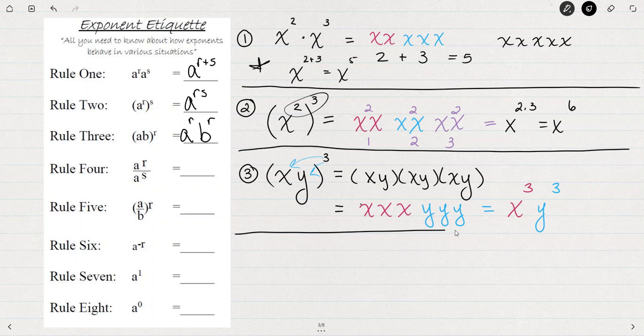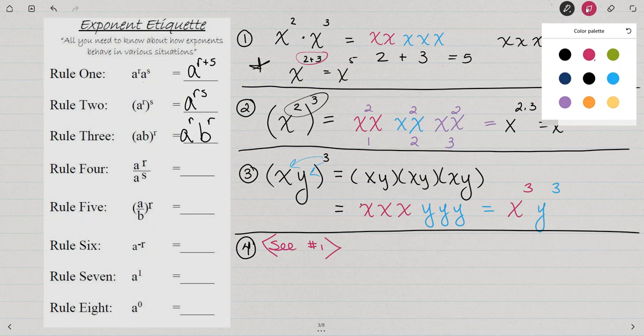One more that will fit on this page, and maybe you already see the connection when you look at number 1. Do you see the connection? We had two like bases being multiplied, and what we did was we added the exponents. Here we have two like bases being divided. Let's see what we're going to do for that one.